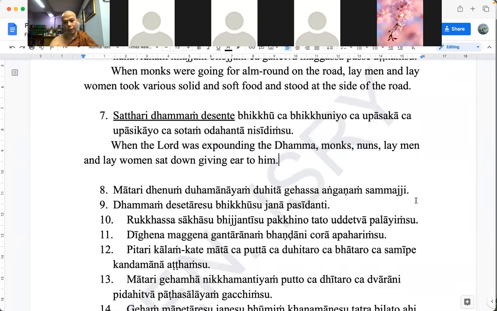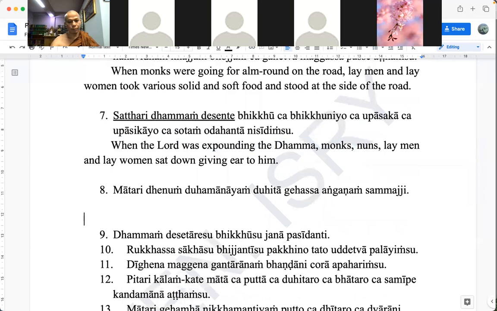And then now, number 8. So Matari, Matari, duhamanayam, duhita gihassa angana samiji. Here Matari is also from Matar with the I, so locative case. And duhamana is the present participle of duhati. Duhamanayam is feminine gender because it refers to the mother. So duhamanayam.